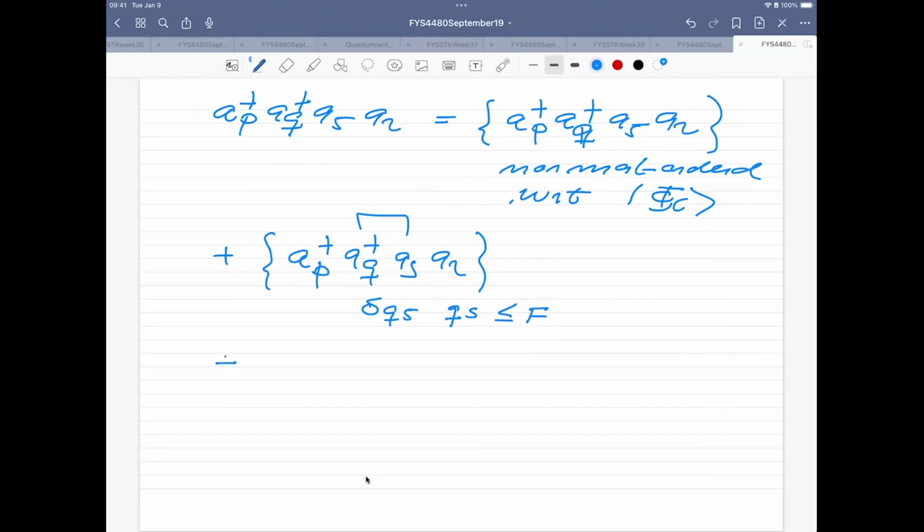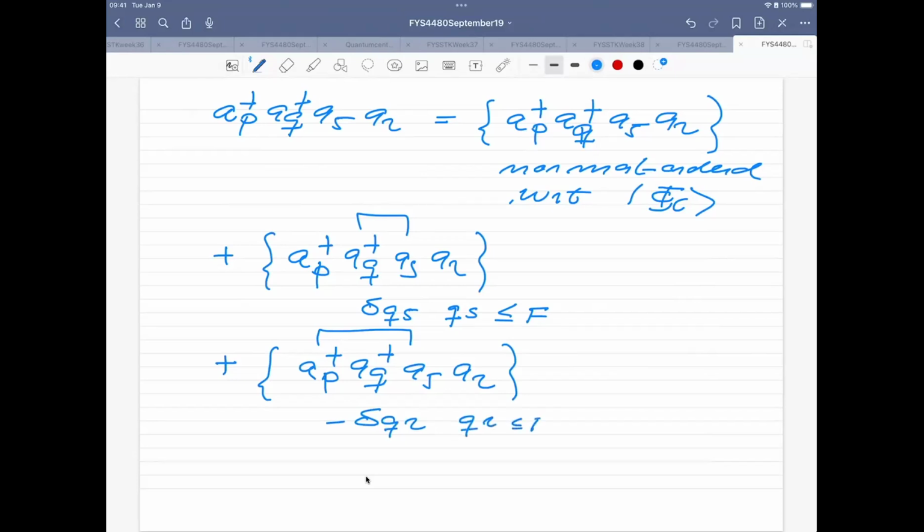Then there is a new term where I take AP dagger, AQ, and then I have AS and AR, and I have this contraction. Now this one gives me a minus because I have to interchange these two operators so they can be contracted properly. And that gives us minus delta Q of R. And both Q and R have to be smaller than the Fermi level.